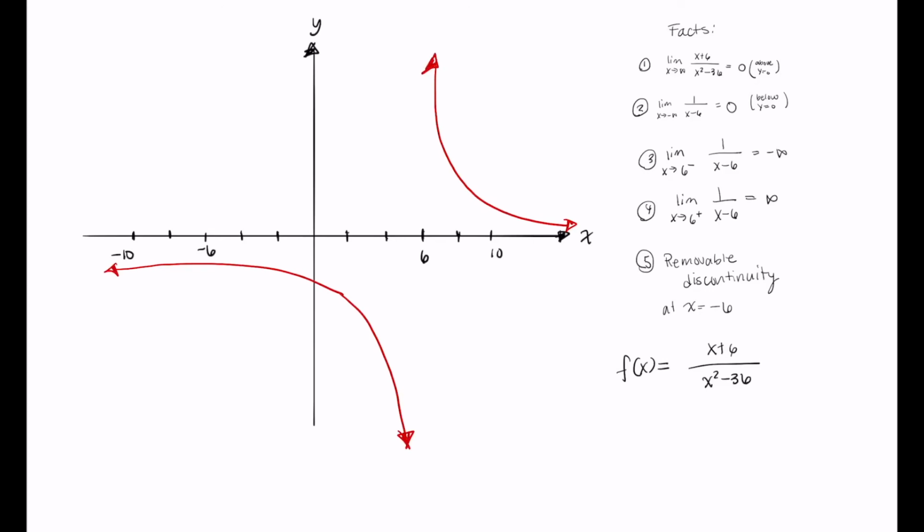And now the last thing left to do is to demonstrate where the removable discontinuity is, which is here, so that's a hole. And then, for good measure, I'm going to sketch out our vertical asymptote, which is here at x equals 6. This function also has a horizontal asymptote here at y equals 0, which is the x-axis.